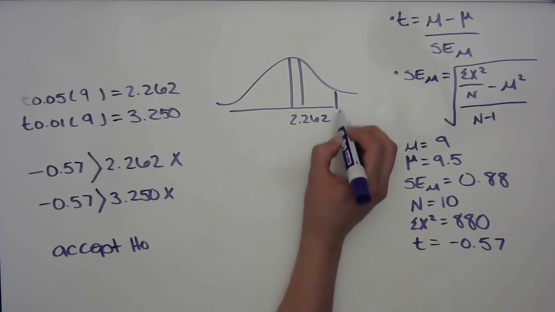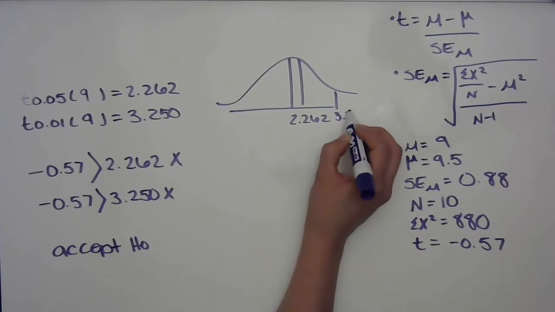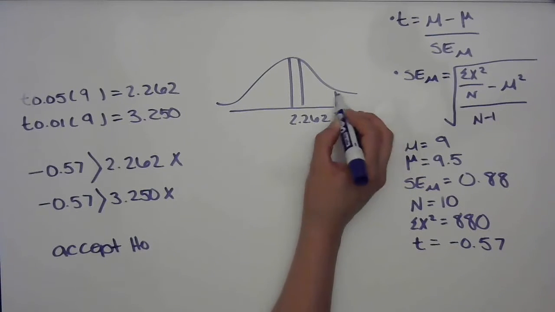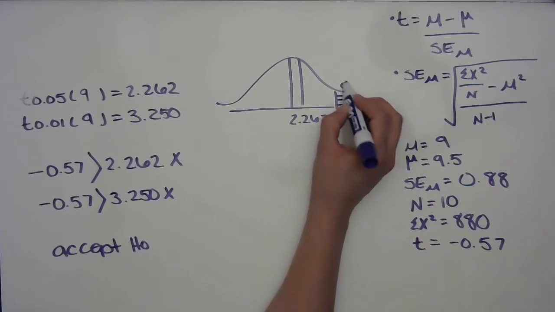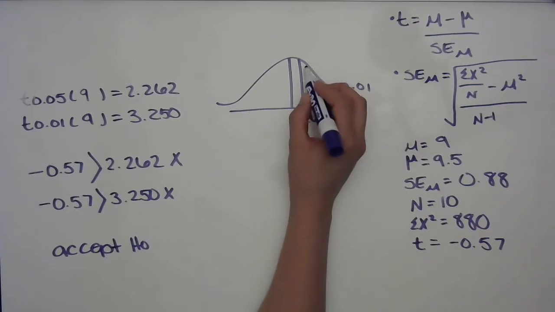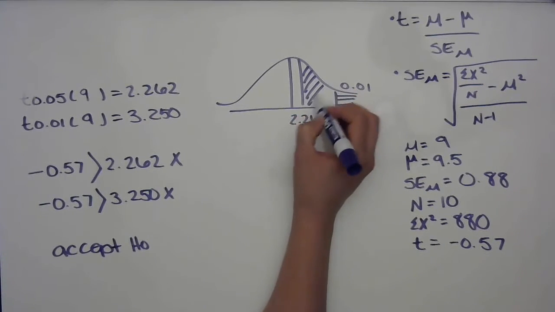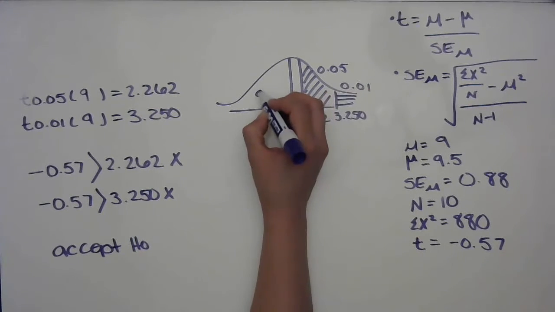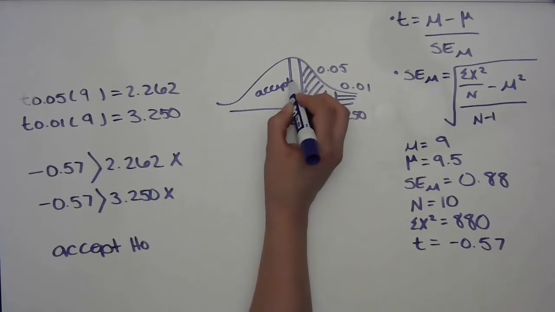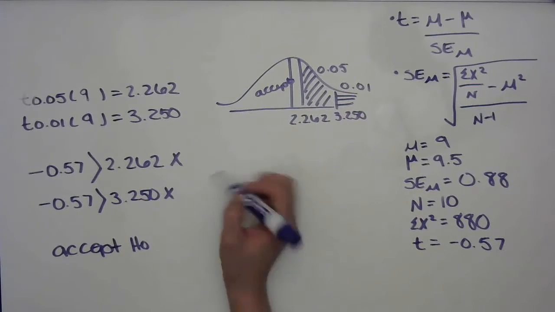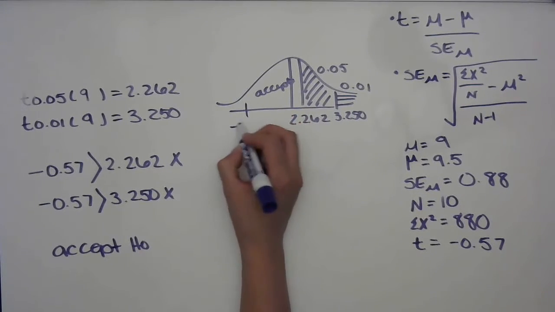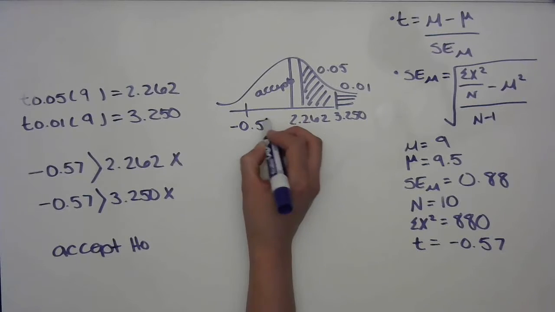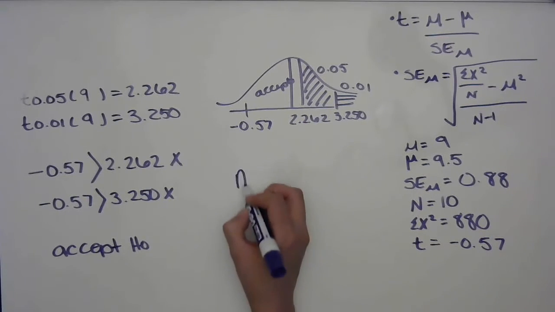And then if you want to do the graph, we will put 2.262 and then 3.250. So this would be the reject at 0.01. This would be reject at 0.05. This is accept. And our t value is negative 0.57. So that's way over here.